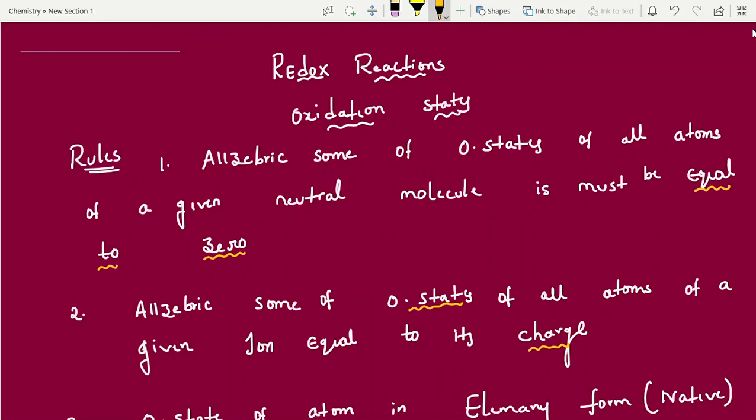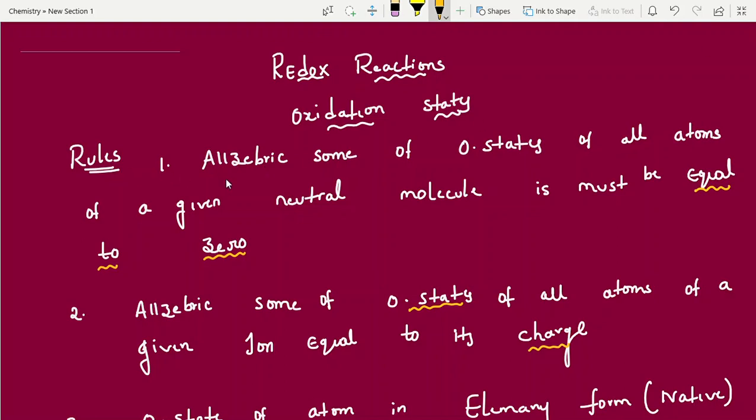Then it takes less time to understand the points, and after listening to all the points, it is definitely very easy to work out questions in whichever books you are following. Okay. Now, redox reactions, oxidation states. First, I have written some rules, to save our time. First, look into the first rule.